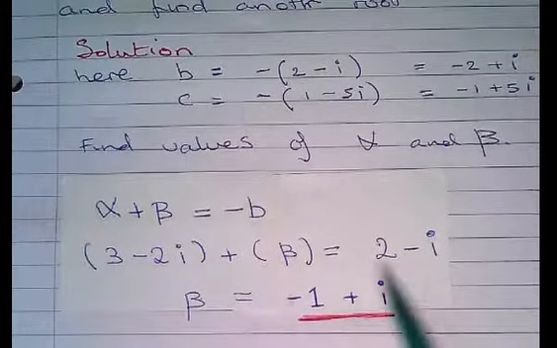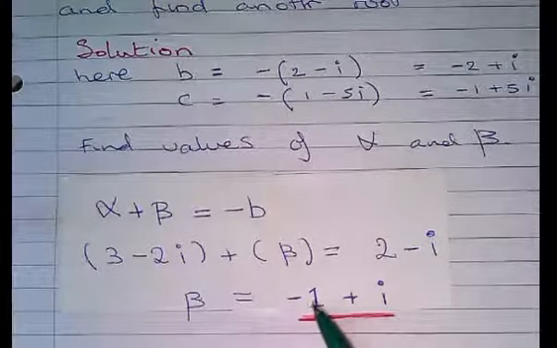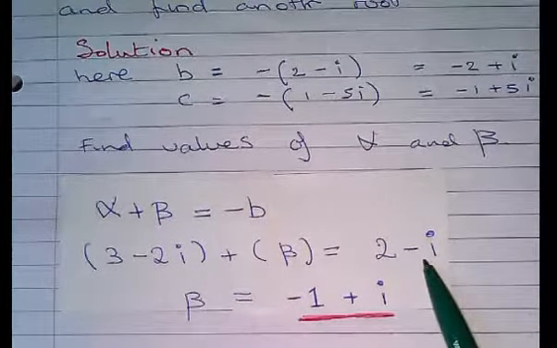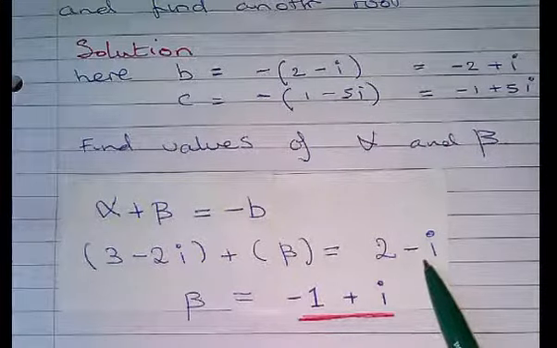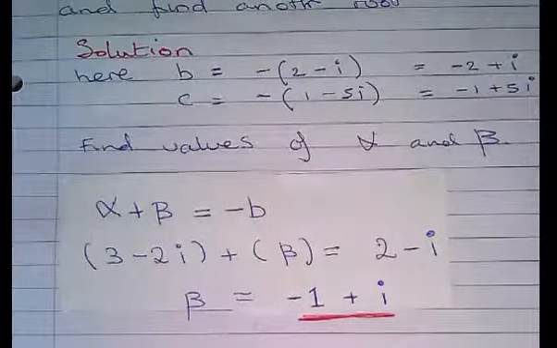Where did I get that? I subtracted 3 minus 2i from both sides. 2 minus 3 gives us minus 1. Minus i minus 2i is minus i plus 2i. That gives us plus i there. Okay.